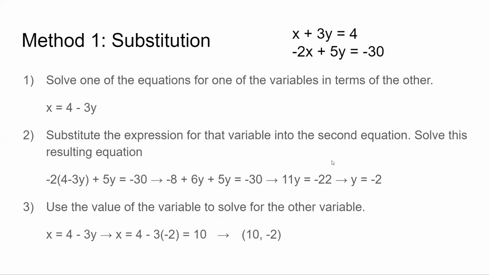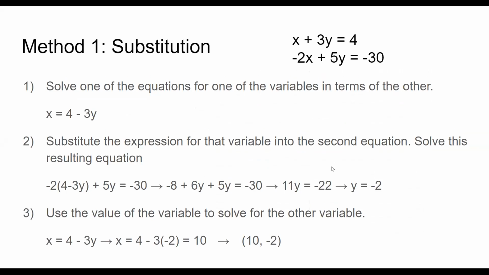Okay, if you want to solve them algebraically, one of the two ways that you can solve them is through a method called substitution. In this example, we have x plus 3y equals 4 and negative 2x plus 5y equals negative 30. Basically, the first step is to solve for one of the variables in terms of the other. We can take this first equation, x plus 3y equals 4, and choose to solve for x because there's already an x here, so it'll be pretty easy.